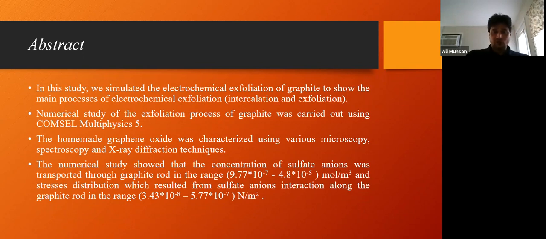The numerical study showed that the concentration of sulfate anions transported through a graphite rod was in the range 9.77 × 10^-7 to 4.8 × 10^-5 mol/m³. And the stress distribution, which resulted from the sulfate anions interaction along the graphite rod, was in the range 3.43 × 10^-8 to 5.77 × 10^-7 N/m².